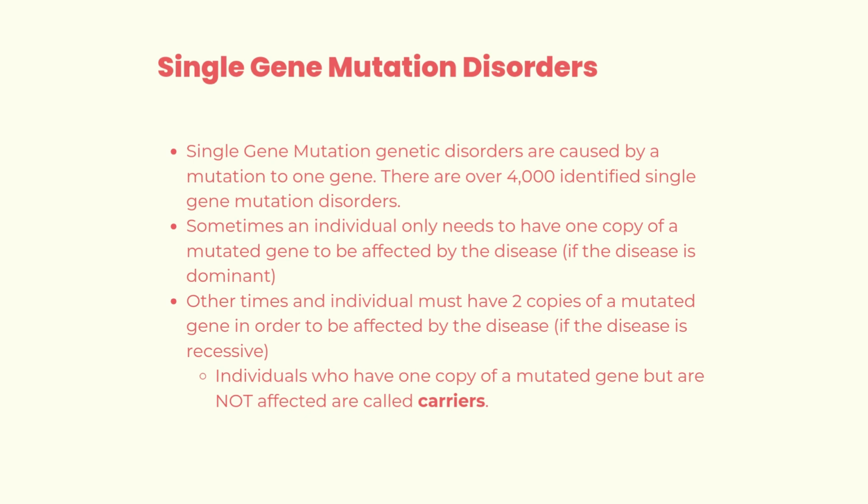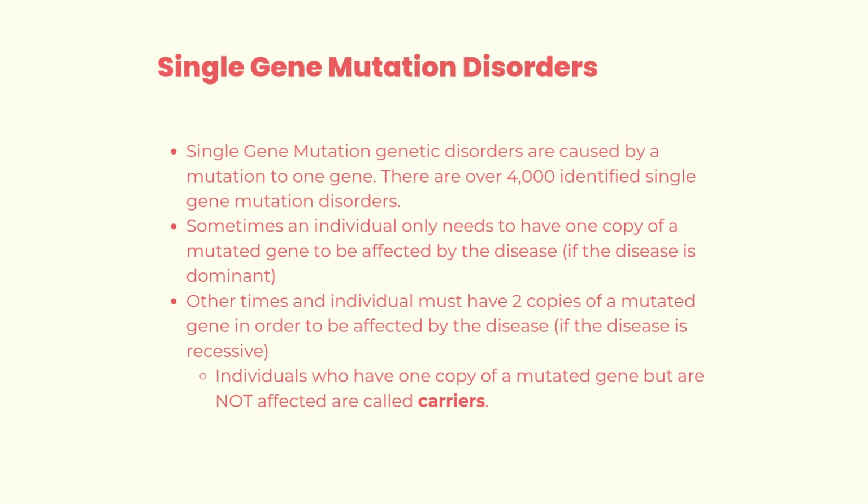Single gene mutation genetic disorders are caused by a mutation to one gene. There are over 4,000 identified single gene mutation disorders. So there's lots and lots of different things that could happen, and it's going to depend on what does happen. Sometimes an individual only needs to have one copy of a mutated gene in order to be affected by the disease. And that would be if the disease is dominant. So we'll look at the pattern of inheritance with that, because something that would be a dominant disease, you'd only need one copy in order to be affected. Other times you have to have two copies of that affected gene in order to actually have the disease be expressed. And so if that disease is recessive, that would be how that pattern would fall.